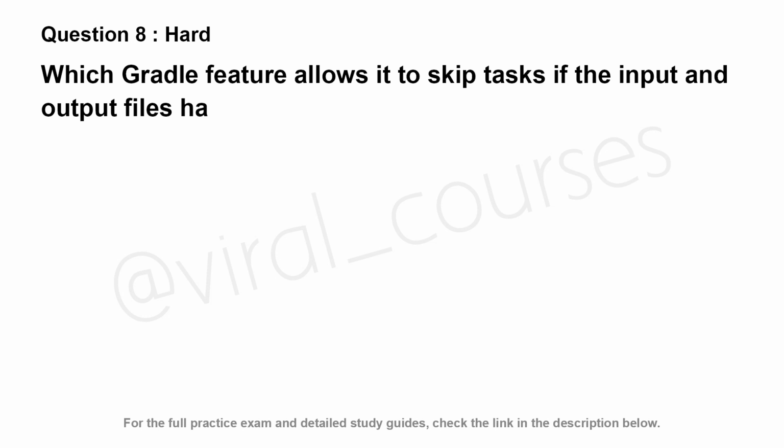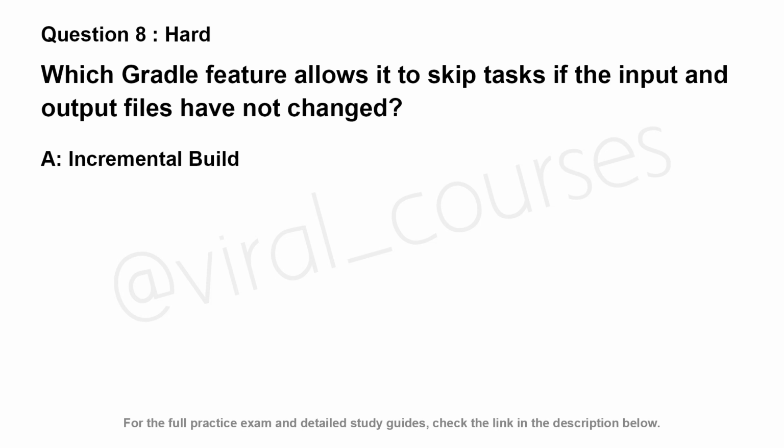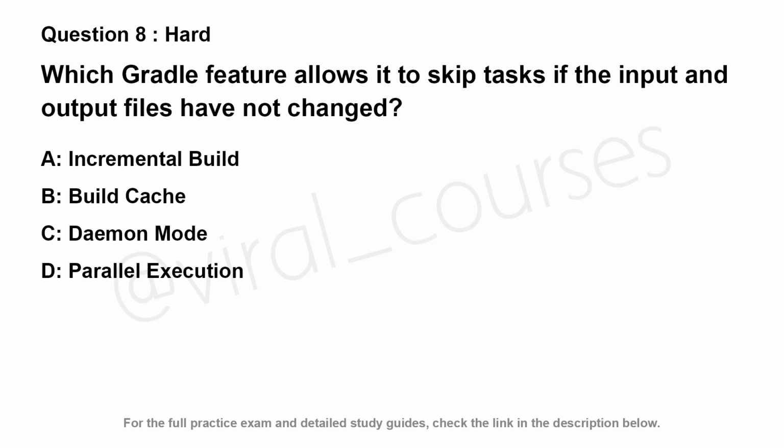Which Gradle feature allows it to skip tasks if the input and output files have not changed? Option A. Incremental build. Option B. Build cache. Option C. Daemon mode. Option D. Parallel execution.